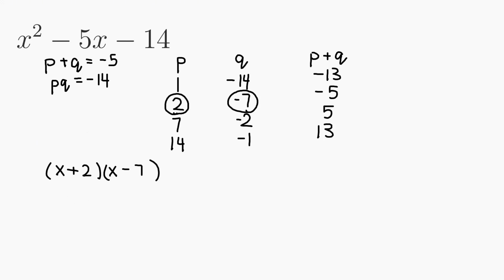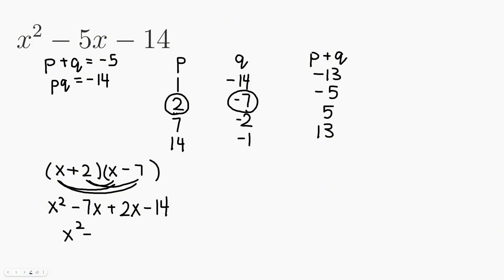We can actually check our work as well. If we multiply this out, this gives us x times x, which is x squared, x times negative 7, which is negative 7x, 2 times x, which is 2x, and 2 times negative 7, which is negative 14, which gives us x squared minus 5x minus 14, exactly what you see above.